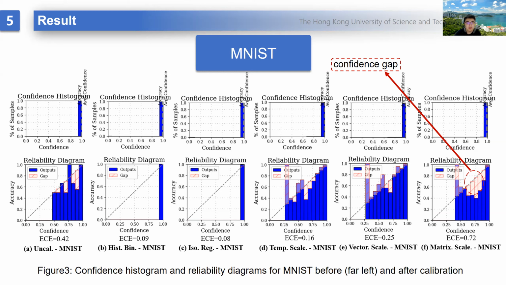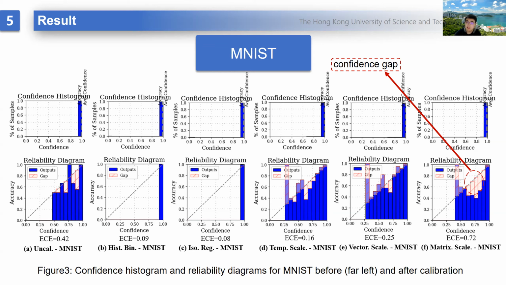Most calibration methods could improve the confidence gap since those methods can reduce the value of ECE. Please look at the right red circle. Those red rectangles refer to the confidence gap. The one exception is the matrix scaling method, which abnormally increased the ECE.